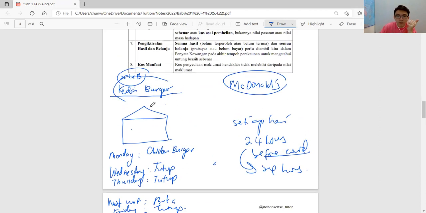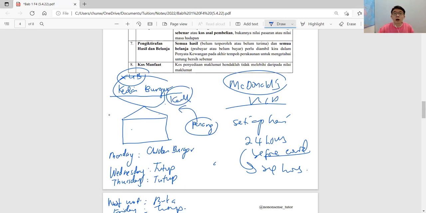Would you go to Kedai Burger atau you go to McD? Put it in the chat box. When you want to eat burger, which one will you go? McD. Kenapa? Kerana you drive all the way. Let's say now you stay in Penang. Okay, you drive all the way to Kedah, and dia dah buka. But you surely know that if you drive all the way to Kedah, you go to McDonald's, dia mesti buka punya.